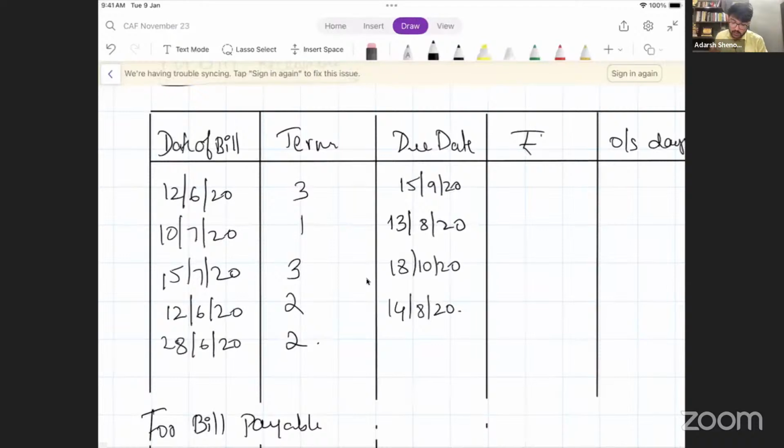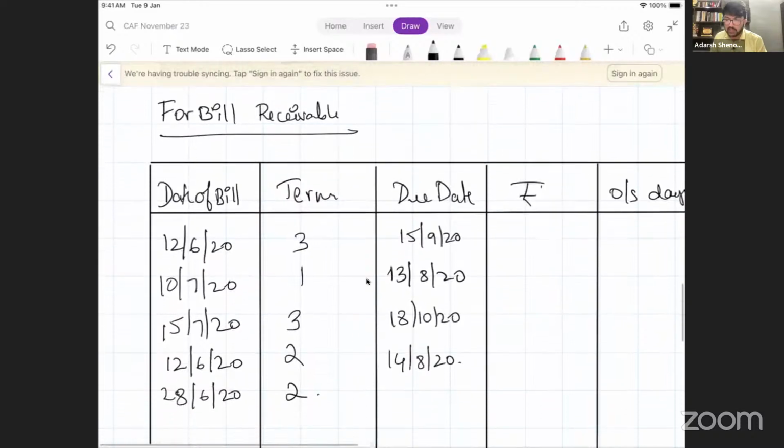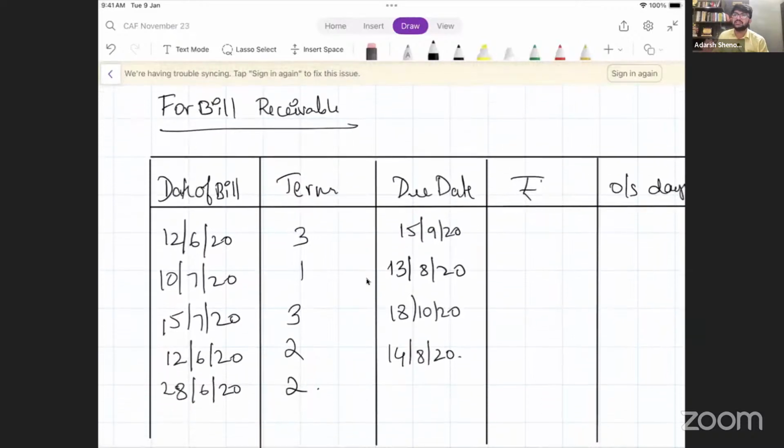28/6 plus 2 months is 28/8, plus 3 days is 29, 30, 31. So 31/8. Be careful with these calculations. 28/6 plus 2 months is 28/8. You should add this first. Don't add 3 days first. Add 2 months first and then add 3 days. Don't make the mistake of adding 3 days first.